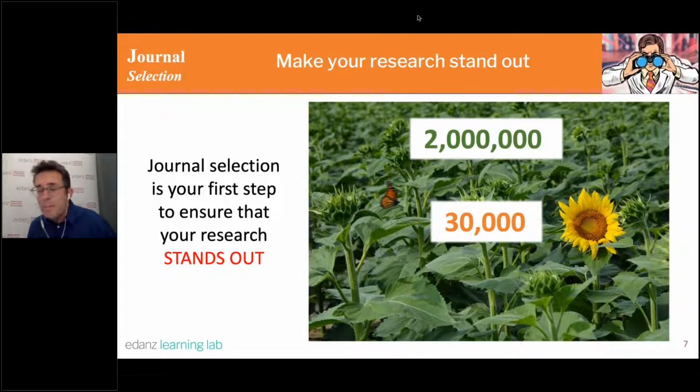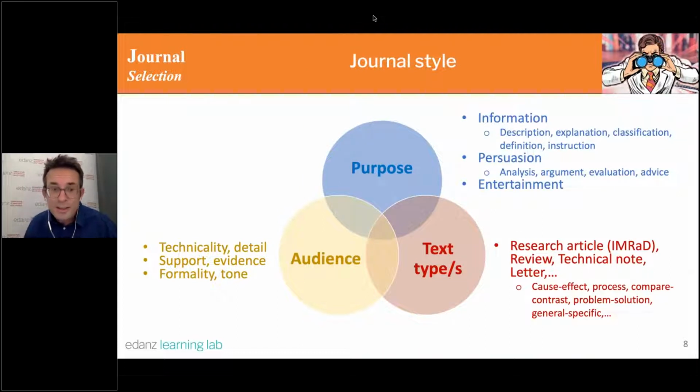Why is it so important to make a good selection of a journal for your paper? Well, about 30,000 papers get published every week in just the medical sciences, about 2 million papers in STEM subjects every year. So how are you going to stand out? How are you going to make sure that people read and use and cite your excellent research? Journal selection, finding a good target journal is key.